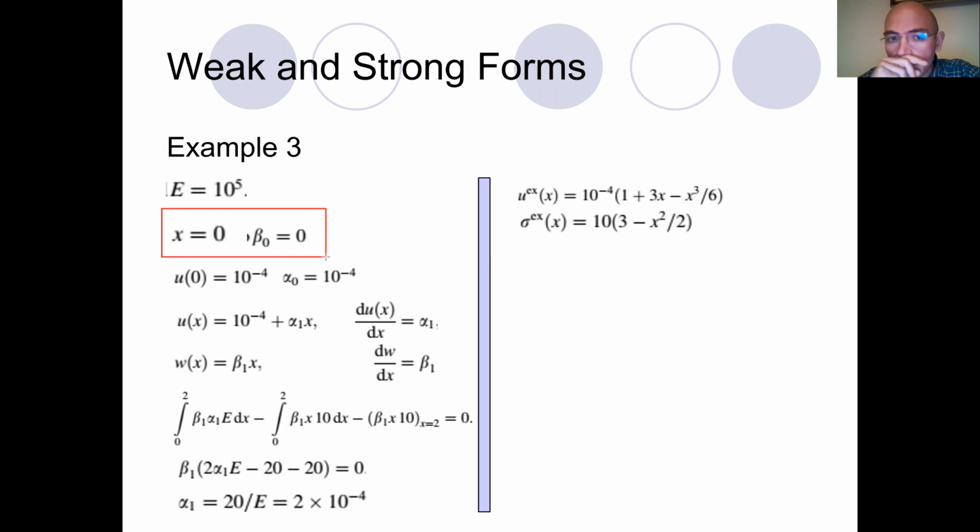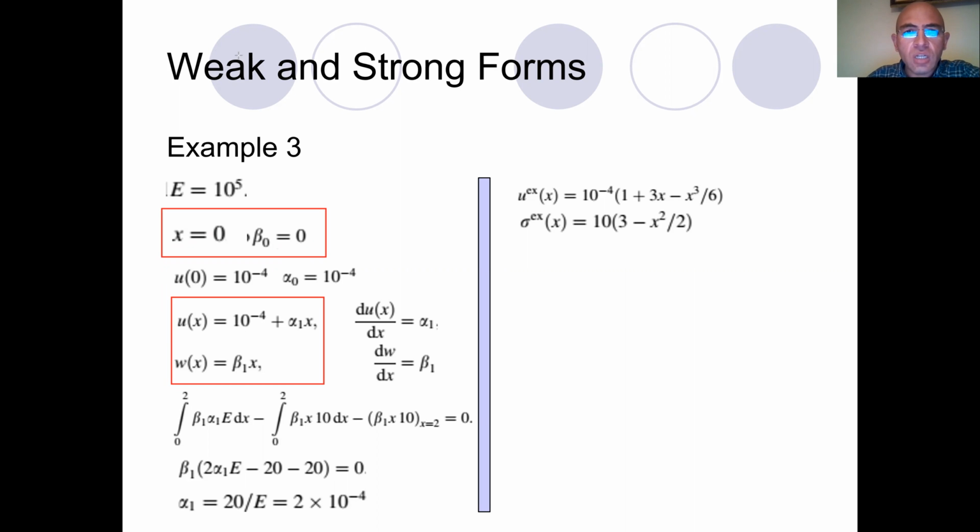Of course, we are given the prescribed displacement. Let's say that at x equal to 0, displacement is 10 to the power minus 4. Therefore, from here, we can easily say that alpha 0 is 10 to the power minus 4. Indeed, as a result, what we are going to solve is these functions: u(x) = 10 to the power minus 4 plus alpha 1 x, and w(x) = beta 1 x. So this is my weight function, and this is my trial solution.